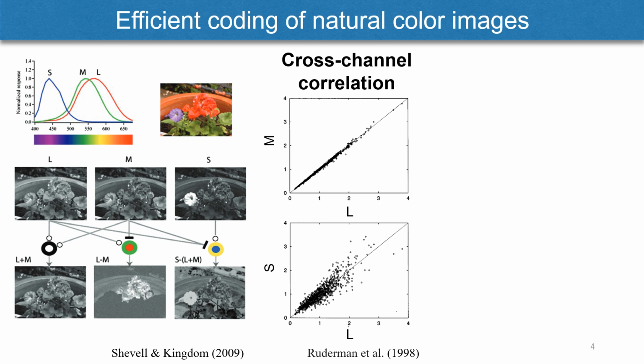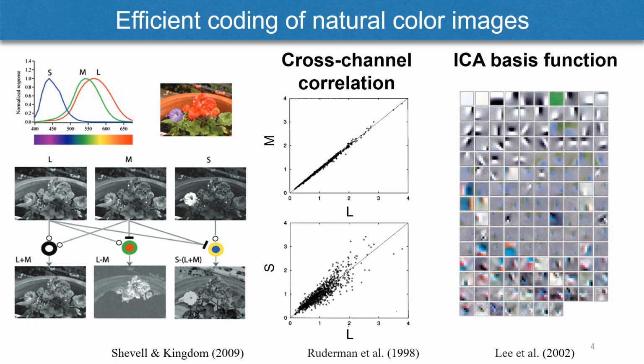In addition, this encoding process aligns with the efficient coding of natural scene images. In the cross-channel correlation analysis for natural scenes, all pairs of LMS signals showed high correlation, indicating high redundancy. Therefore, kernel extraction using PCA or ICA showed that at least luminance is separated from color component for both cases.